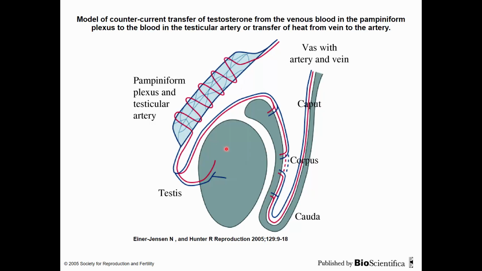So here, this is not from your textbook, but this is what we want to concentrate on right here. So this is the vas deferens, and there's an artery and a vein. And warm arterial blood is going towards the testes. Cooler testicular blood is going in the vein towards the body. And what will happen is heat from the artery will directly transfer to the vein, and then that heat is carried back towards the body.